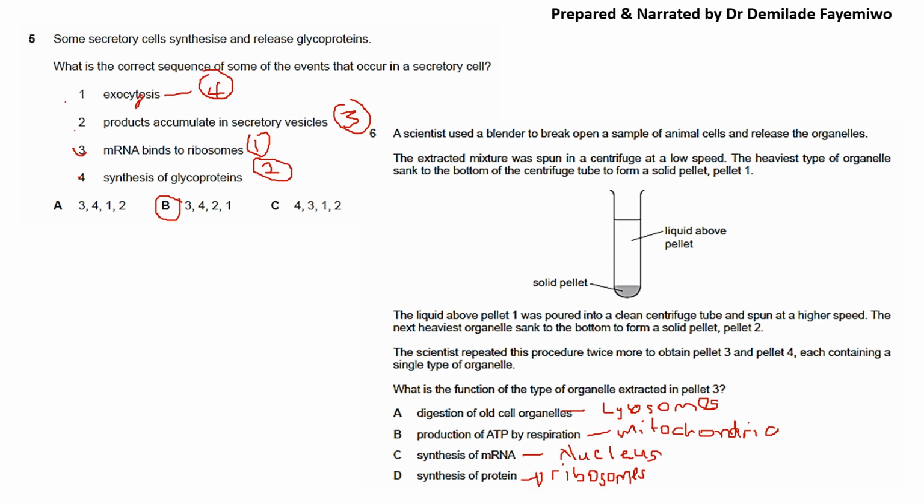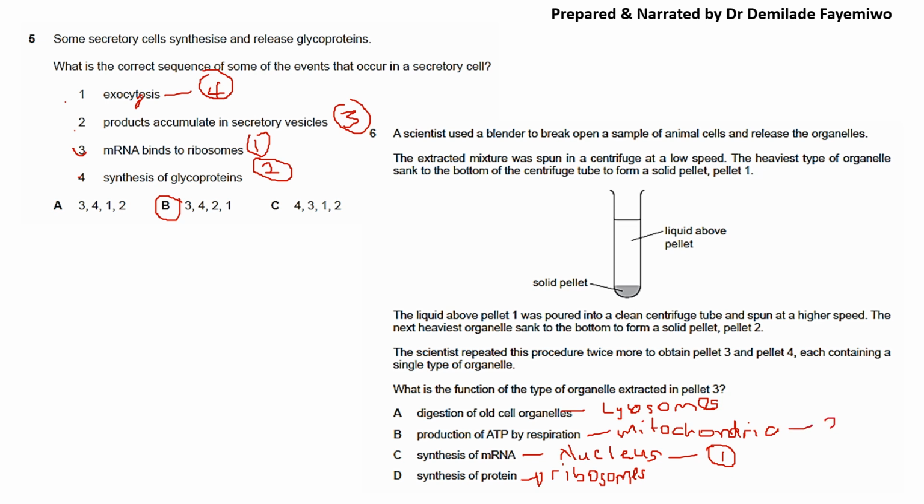So because these are the only options they've given you, you should assume that these are the 4 different pellets, which means that the heaviest of these would be the nucleus. Okay, so that means the very first pellet was the nucleus, and the reason why the nucleus would be so heavy is because it contains all of the DNA that's held in the cell.